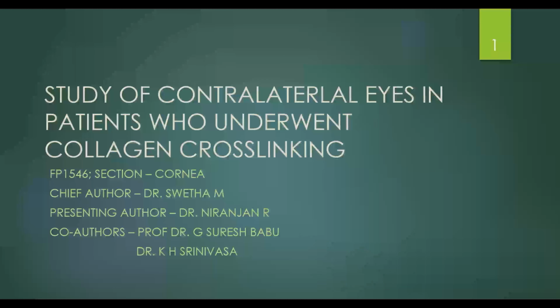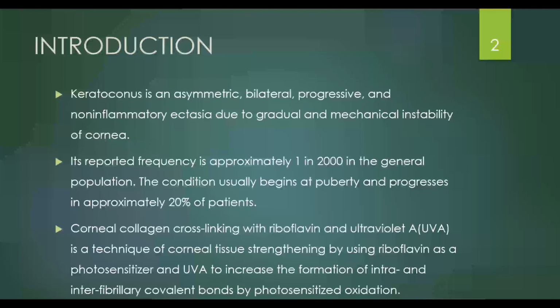Good morning, everyone. I'm going to present a study of contralateral eyes in patients who underwent collagen cross-linking in one eye for keratoconus. Introduction: keratoconus is an asymmetric, bilateral, progressive, non-inflammatory ectasia due to gradual mechanical instability of the cornea. Its reported frequency is approximately 1 in 2000 in the general population. The condition usually begins at puberty and progresses in approximately 20% of patients.